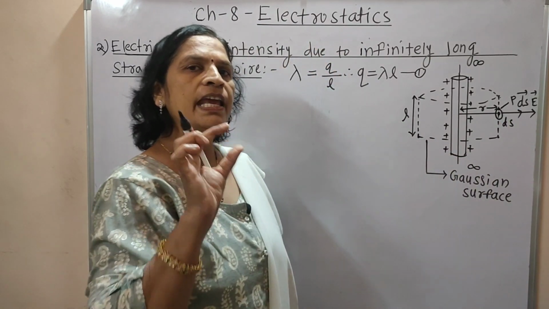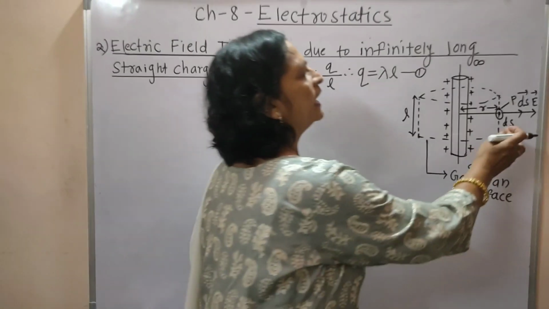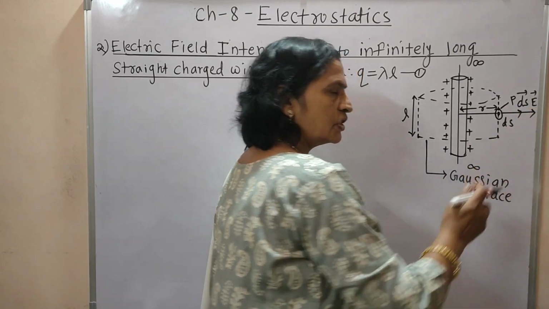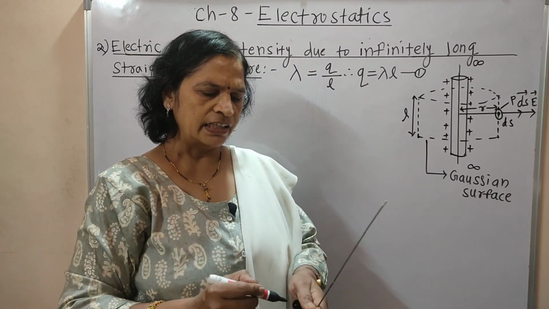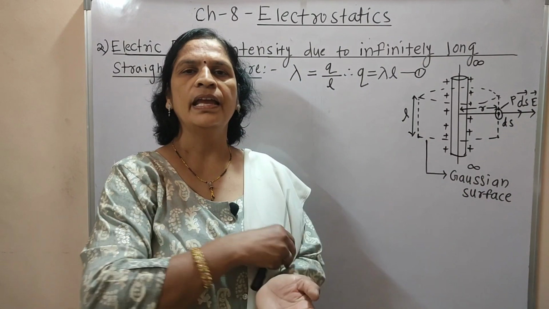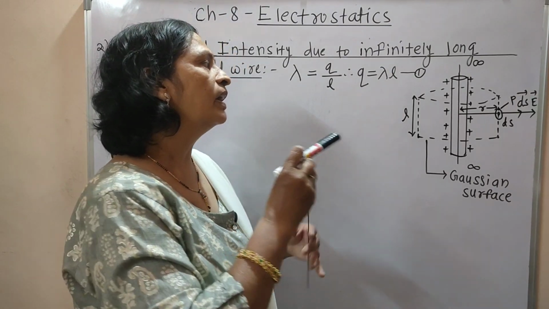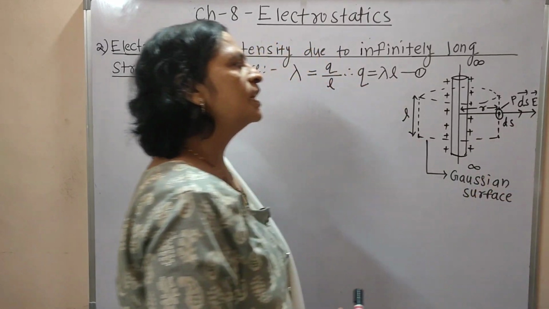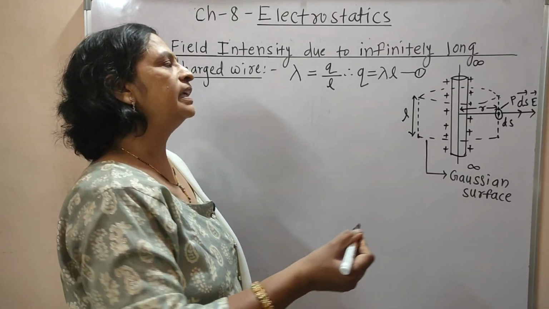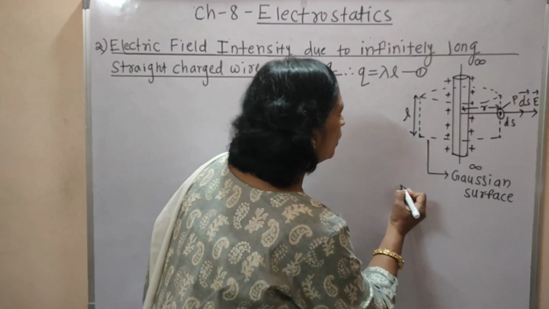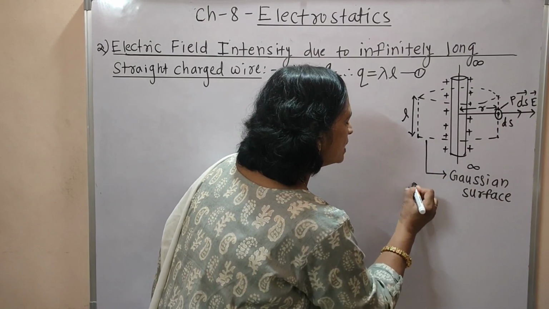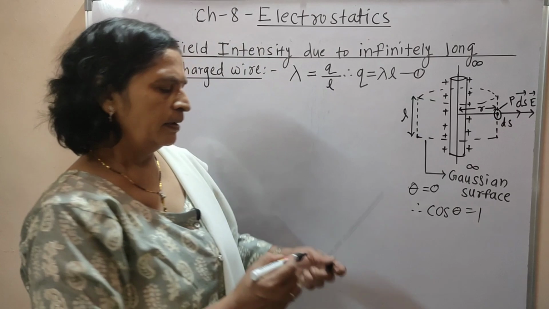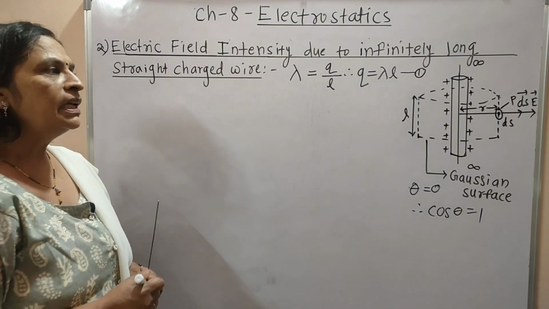The ds vector, meaning the area vector, is in this direction, because we know that the area vector is always perpendicular. If the charge is positive, the direction of electric intensity is away from the charge, meaning E and ds are in the same direction, and therefore the angle between E and ds is 0 degrees, and therefore cos theta is equal to 1. Now consider the Gauss law.